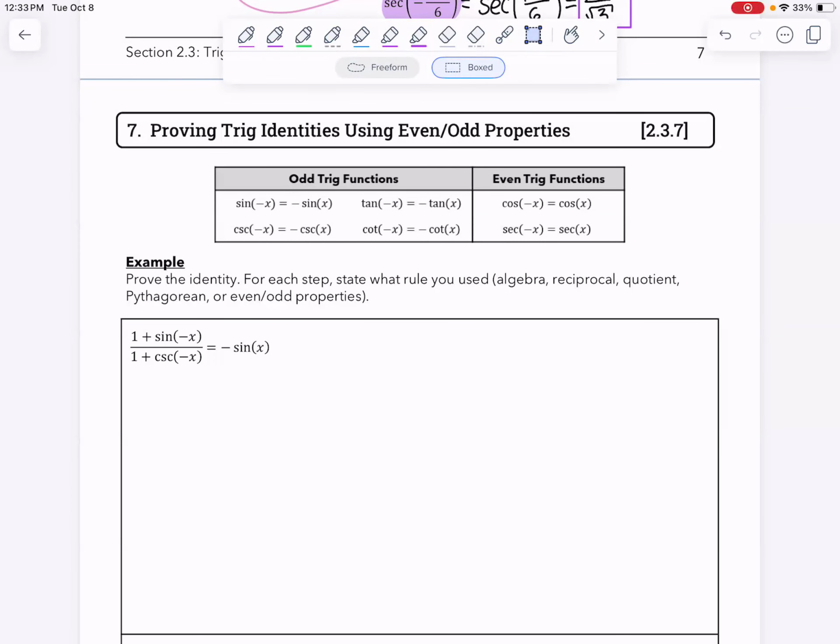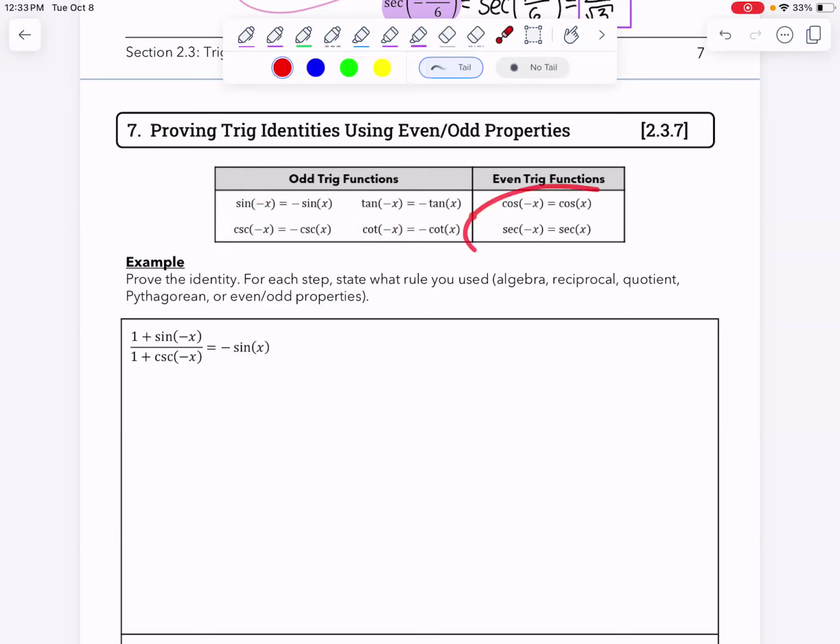Proving trig identities using even and odd properties. In our last video, we talked about the even and odd properties of all the 6 trig functions. We said that sine and its soulmate cosecant, tangent and the soulmate cotangent, those were odd functions, which meant that the negative on the inside could move to the outside.